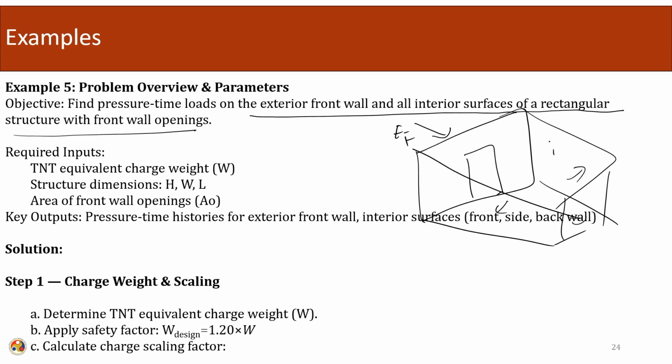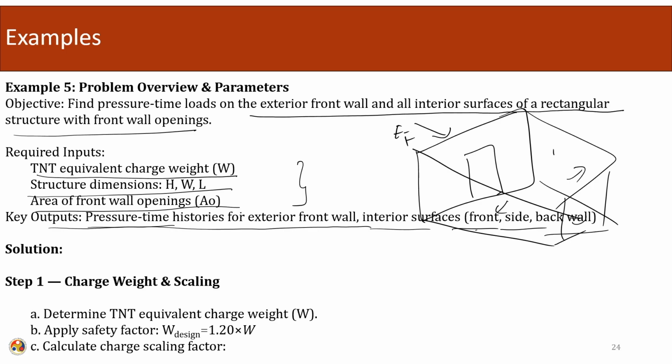Okay. So, what are the inputs that we need? We need the TNT equivalent, the dimensions of the structure, and the area of the front wall opening. And what is the output? Pressure time histories for the external front wall and the interior surfaces: front, side and back walls. So, given all these inputs, we can predict the pressure histories on the exterior front wall and all the interior surfaces.